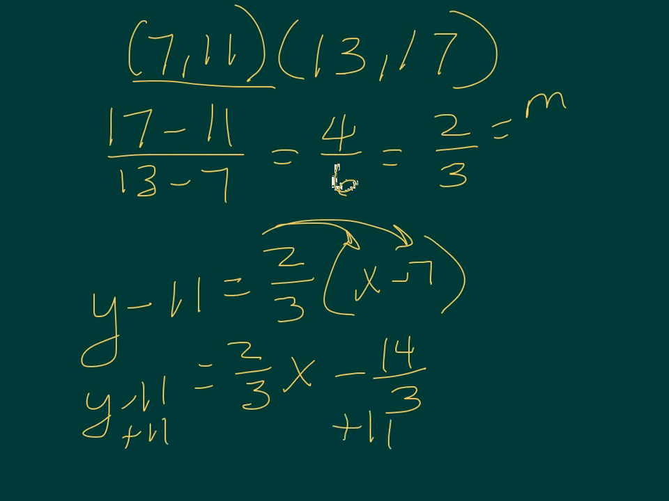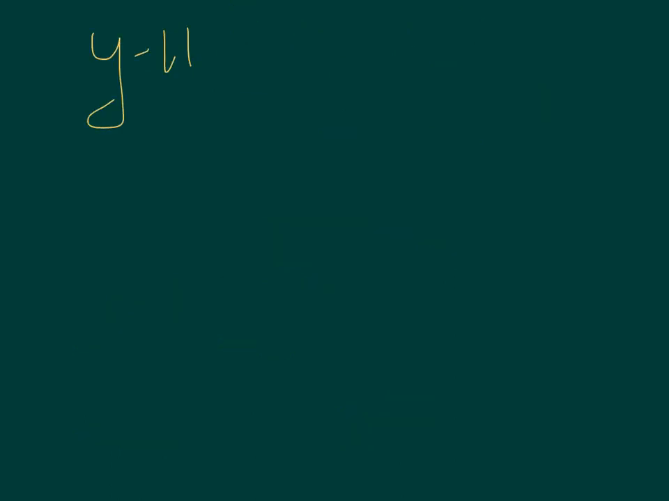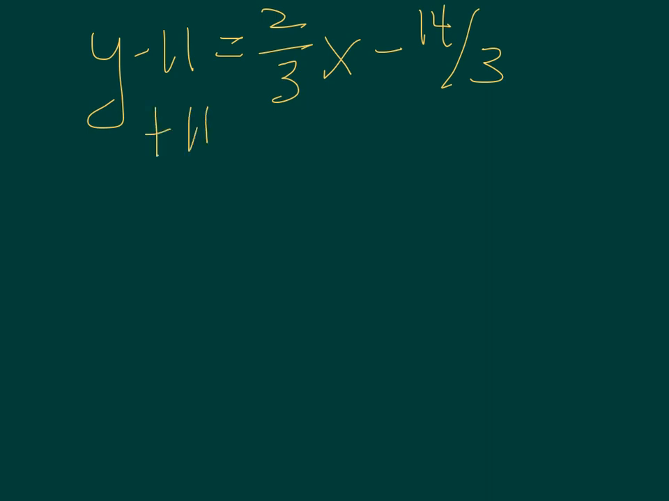We'll do a new slide here. So I got y minus, we'll just repeat from what I got here. Oh, let me go back. 2/3 x minus 14/3. So I am going to add 11 to both sides. 2/3 x. So now all I got to do is mess around with some fractions.